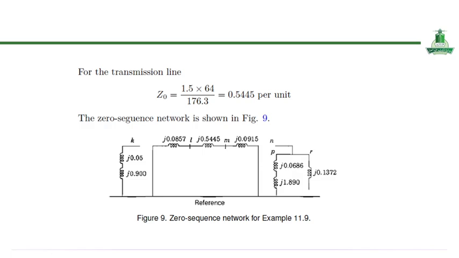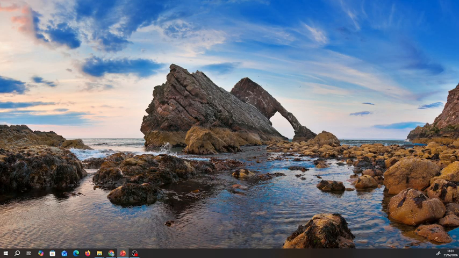Overall, this slide illustrates how all previously calculated zero sequence components are integrated into a single equivalent network, and this network is essential for analyzing ground faults as it provides the complete path for zero sequence currents and enables accurate fault current calculations. All right. Thank you so much for your attention.